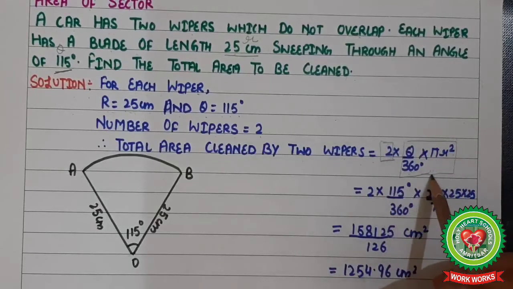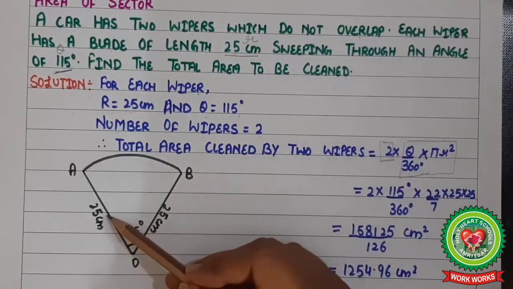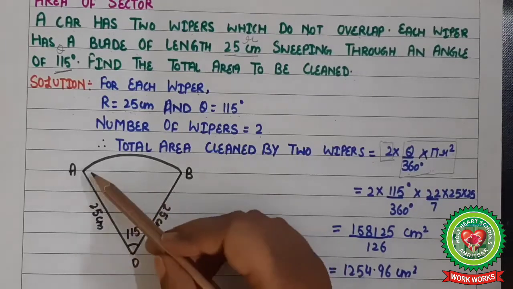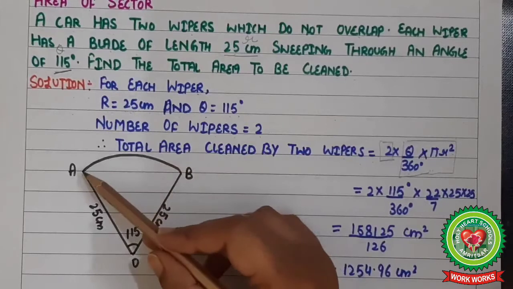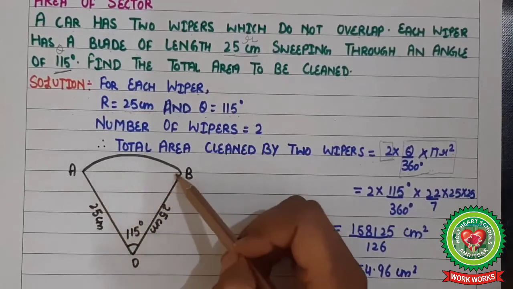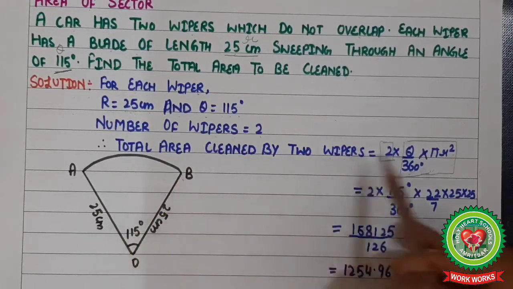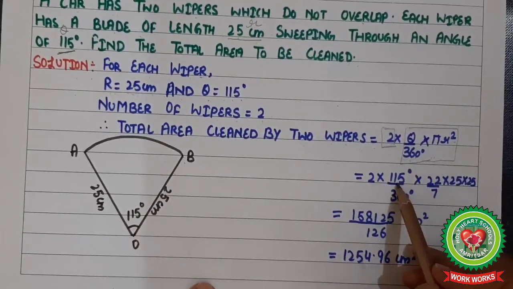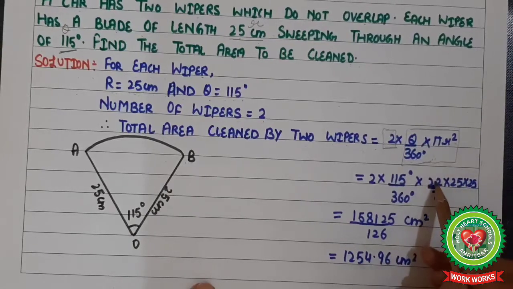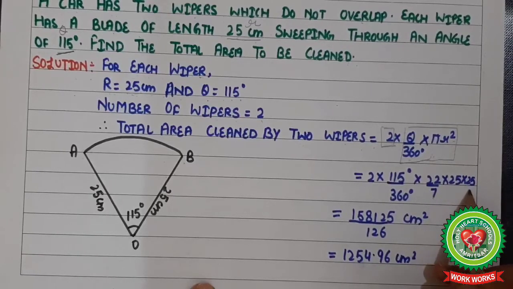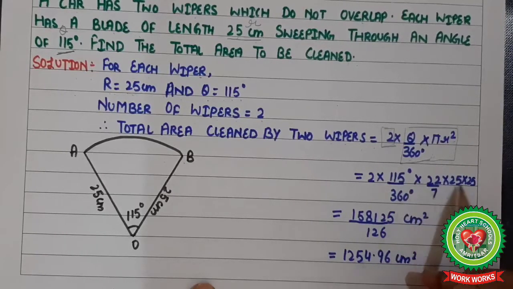And why, children, have we applied area of sector here? Because we know that wipers of a car are of this shape. They sweep, they clean the area in this shape, and this is enclosed between 2 radii and 1 arc. So this is the form of a sector. Apply the formula, put the value of theta, that is 115 degree, pi, that is 22 upon 7, r, that is 25 into 25. Now children, do the multiplication.